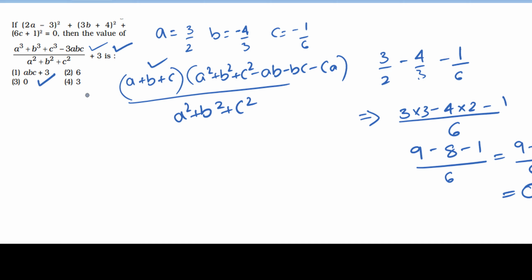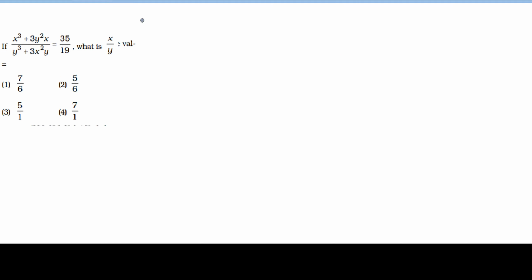Usually we have to check initial checks like this, A plus B plus C. Otherwise, if you try to express this equation into something which is simplified, it will waste a lot of time. So whenever they give any question like this, first check these basic values and then see if the sum is 0 or not. Alright, next question.